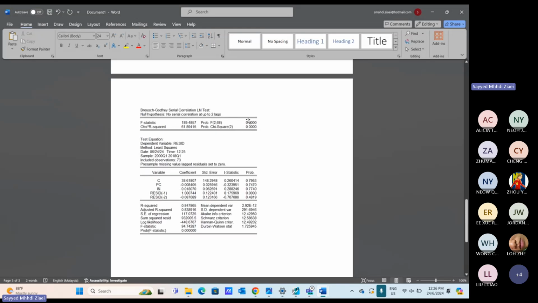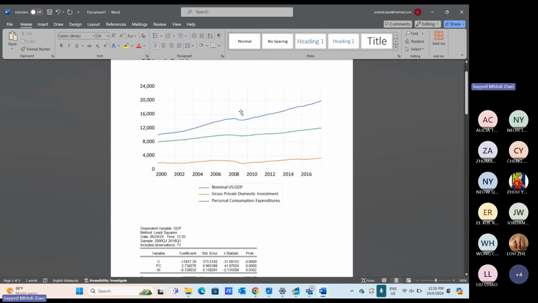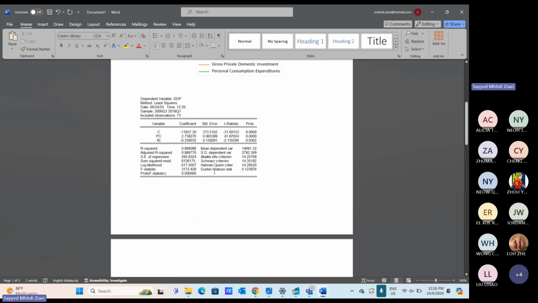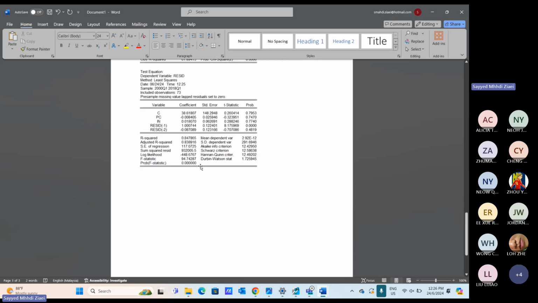So again, how to find your problem? You need to check the p-value of the F-test and chi-square. If the p-value is less than 5%, we cannot accept the null hypothesis. We should accept the alternative hypothesis, and based on the alternative hypothesis, we have a problem of autocorrelation. Okay, so what can we do for heteroscedasticity, and what can we do for autocorrelation?